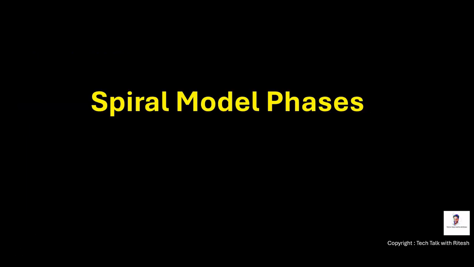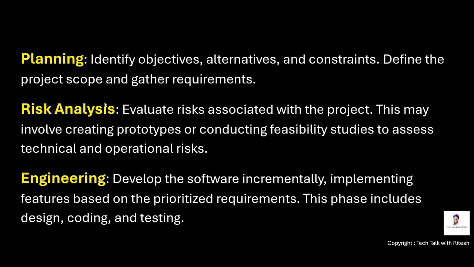Now let's see the phases of spiral model. Planning. Identify objectives, alternatives and constraints. Define the project scope and gather requirements. That is planning phase. Risk analysis. Evaluate risk associated with the project. This may involve creating prototypes or conducting feasibility studies to assess technical and operational risks.